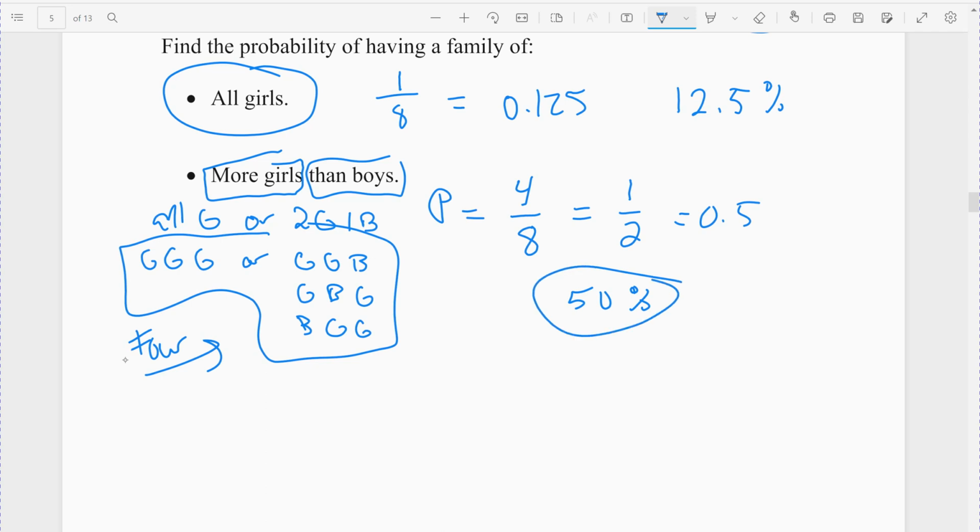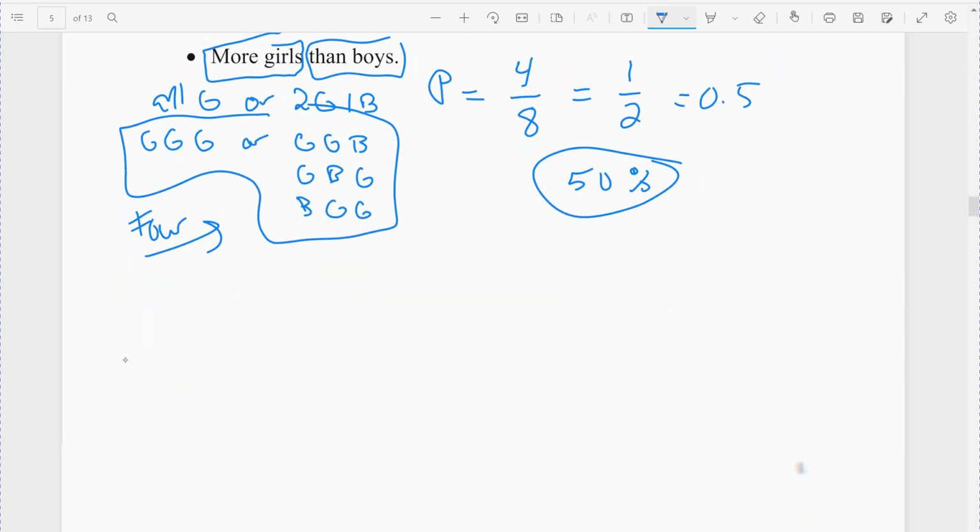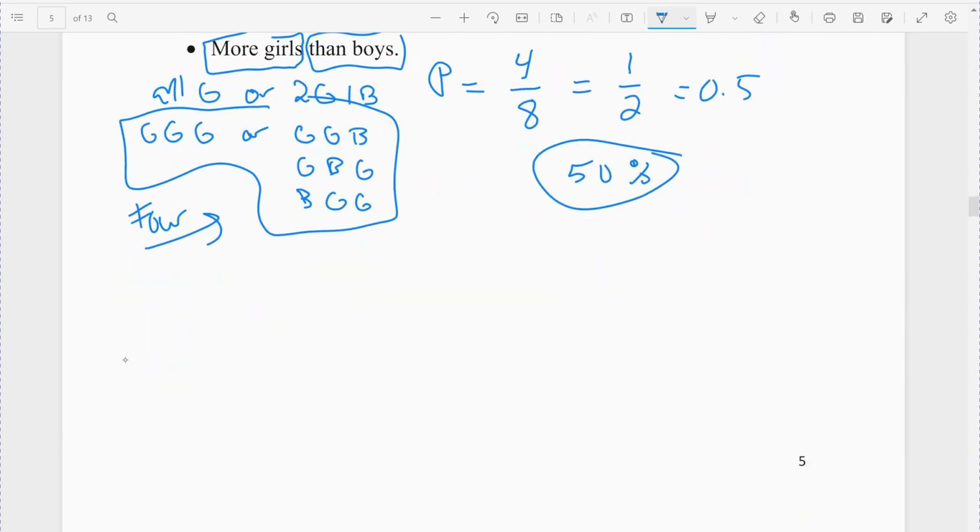And again, it should make sense. You have a 50% chance of getting more girls than boys. Flip that over. If I ask the other question, what's the chance of getting more boys than girls? Well, you would also have a 50% chance. I didn't ask it in here, but I'm going to just add one to this.